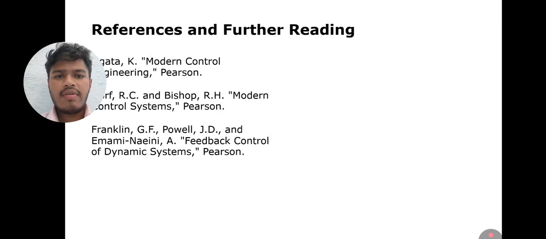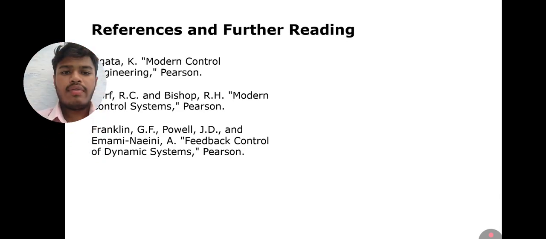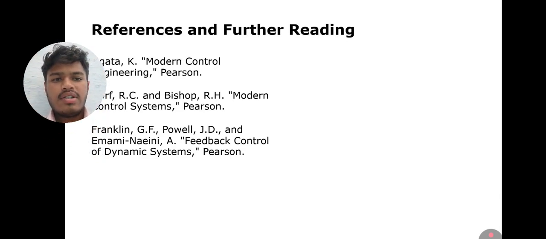References and further reading: Nagrath and Gopal, Modern Control System Engineering, Pearson; Ogata K., Modern Control Engineering, Pearson; Franklin G.F., Powell J.D. and Emami-Naeini A., Feedback Control of Dynamic Systems, Pearson.